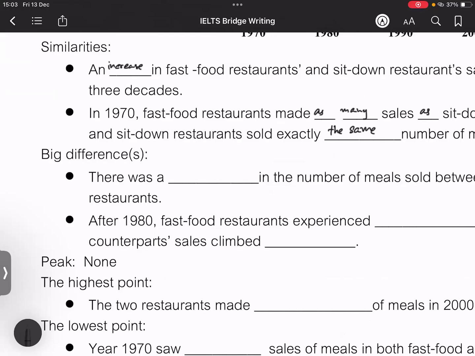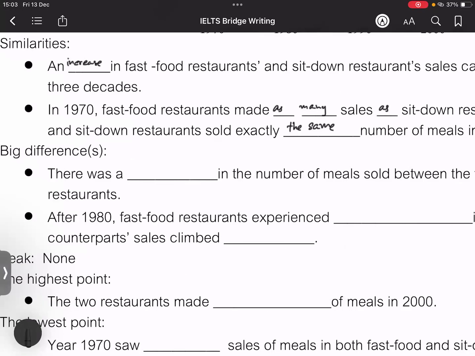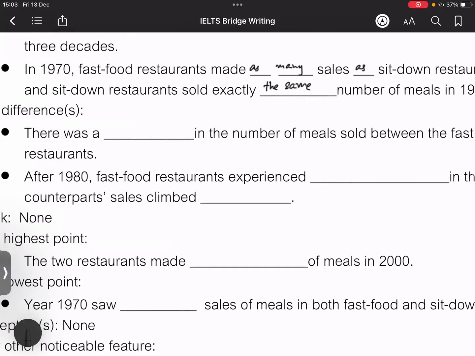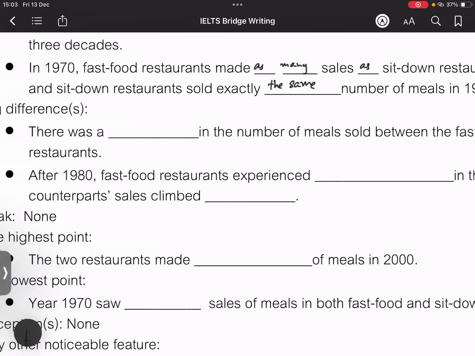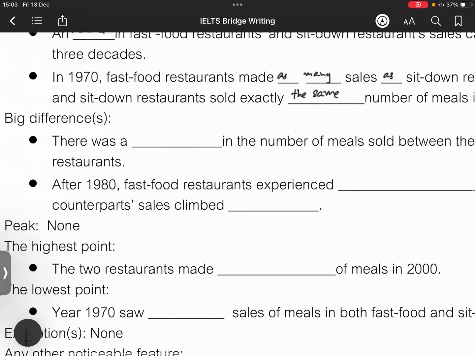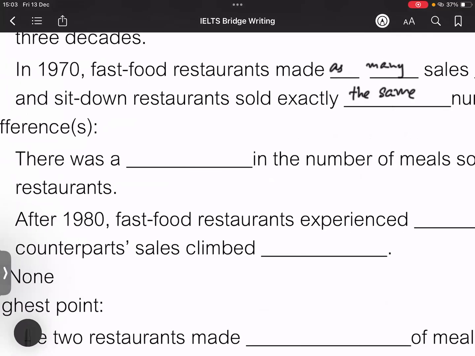Next is big differences. There was a what? Huge discrepancy, okay, in the number of meals sold between fast food and sit-down restaurant. There was a huge discrepancy.